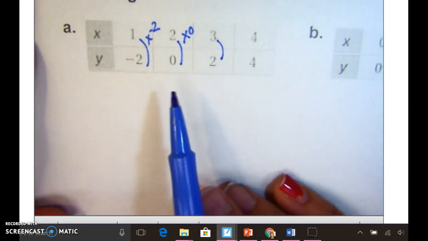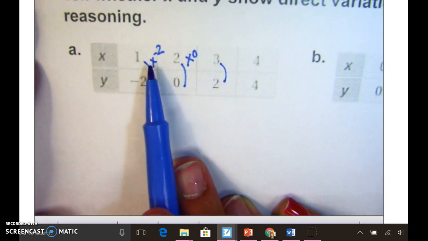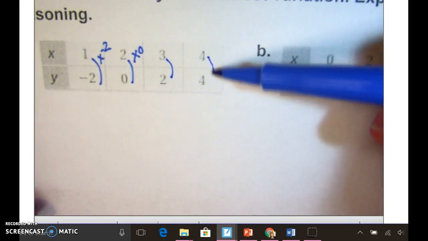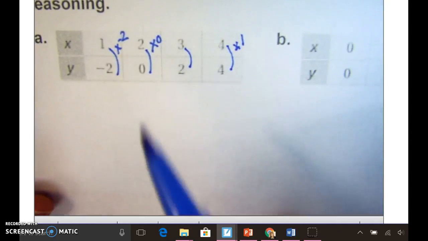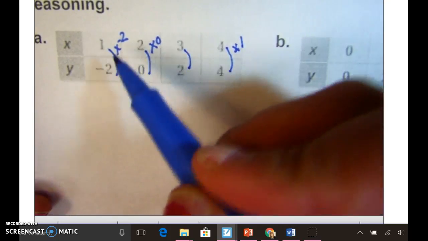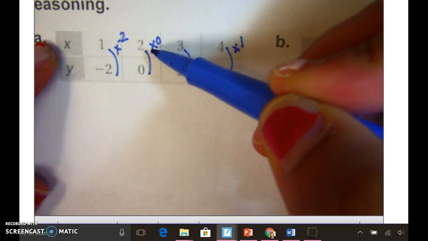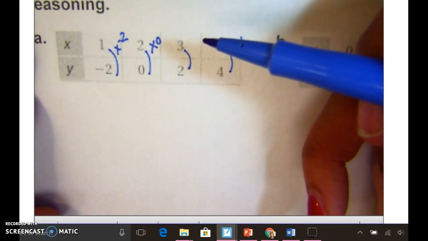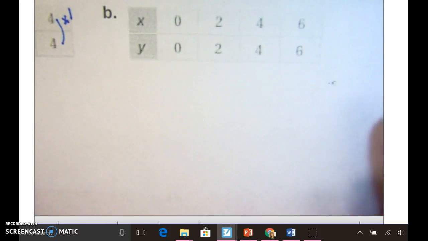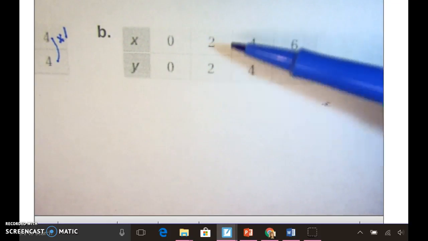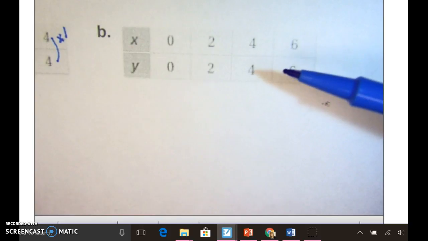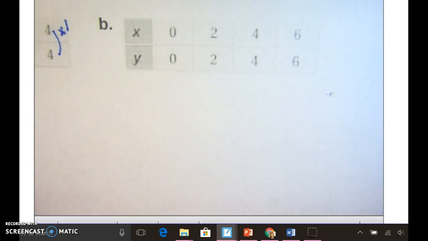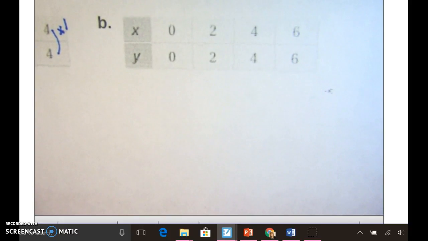What you see is that it's changing each time. This is times negative 2, this is times 0, this is not times 0, negative 2, this is times 1. In order for it to be direct variation, you should be doing the same thing each time to x to get your y. That's what it means to have a direct relationship. So now I want you to try B. Look and see if the same thing is happening each time to your x to get your y, and if it is, then the answer is yes, it's a direct variation. So you should try B now.